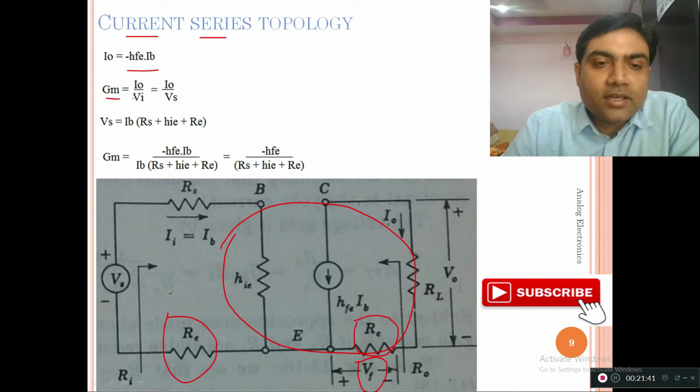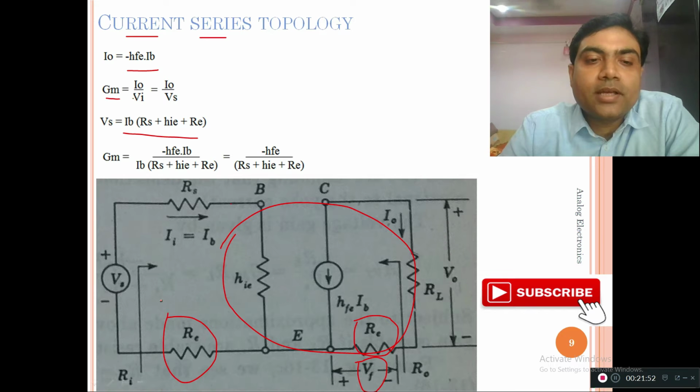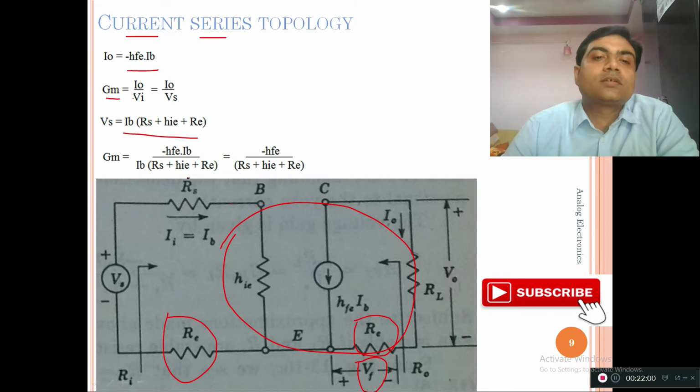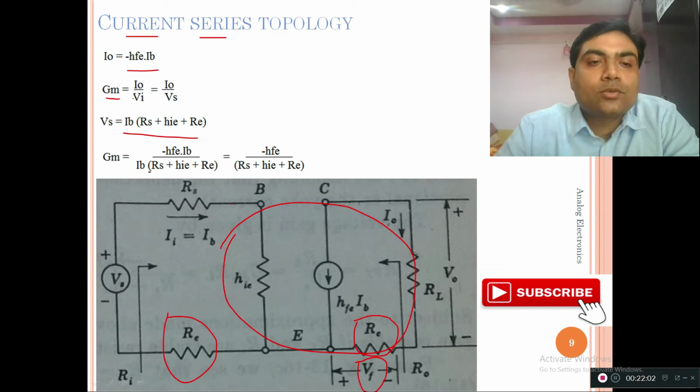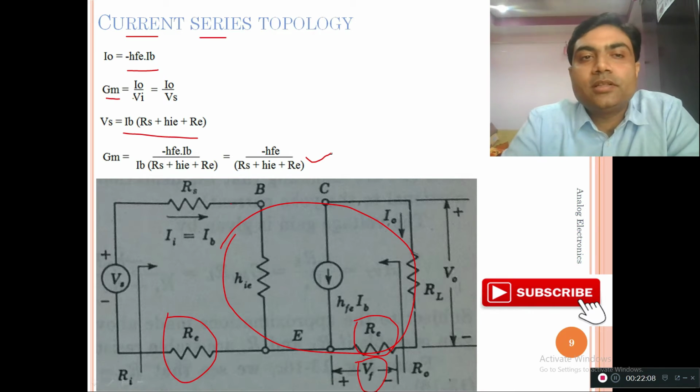So what is VI here? VI is nothing but VS. So I naught upon VS, and what is VS? We can determine the VS by applying the KVL. So I naught is nothing but minus HFE into IB, and VS is nothing but, by KVL, IB into RS plus HIE plus RE. So IB gets cancelled out and I will get the value of GM. So I have determined the value of the open loop gain, that is GM in this case.